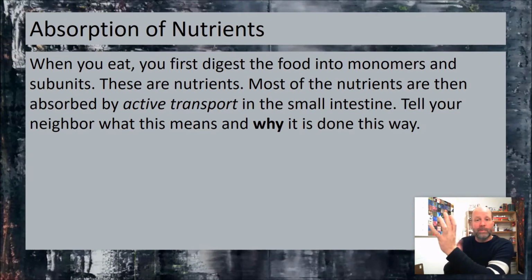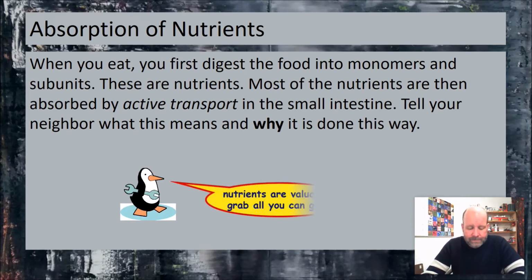And you're going to stop bringing in glucose, or at least for every glucose you bring in, there's going to be one going back out because they're at equilibrium. We don't want equilibrium. We want every freaking glucose that we can get out of here. So we're going to use active transport to get all of it. That way you get all of the nutrients from your food instead of just half of them. They're valuable. Grab all you can get.